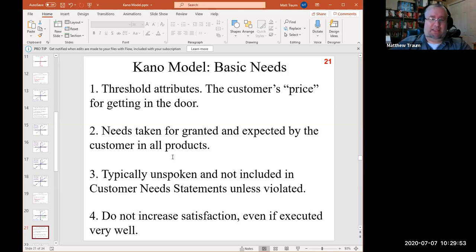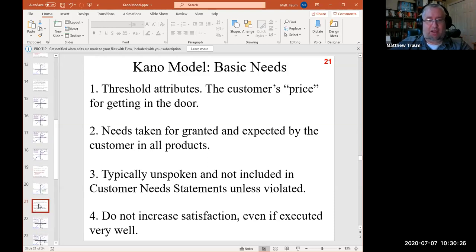The only time that the customer will mention these to you is if you forget to include these needs in your design. So you've essentially violated this kind of unspoken understanding that they'll be there. And then your customers will tell you, and they'll tell you very angrily, that you've forgotten to do this very simple thing. These needs do not increase satisfaction, so you can execute them really well, and it doesn't matter, right? The customer expects them to be there, and even if you do a good job at them, they could kind of care less so long as these needs are there and are met.